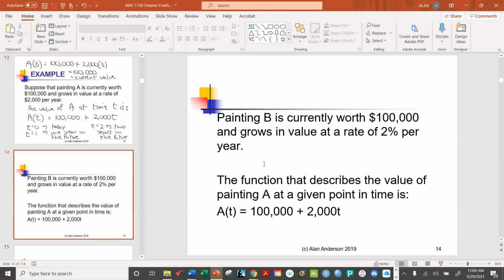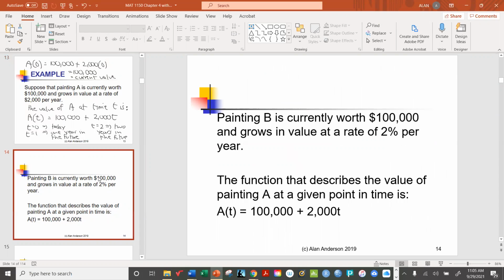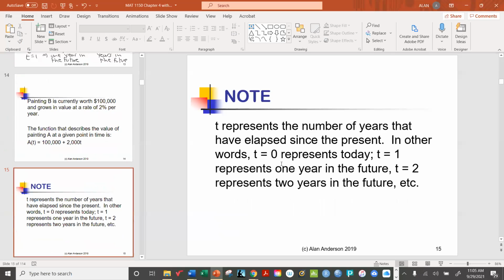Now B is also worth $100,000, but it grows at a rate of 2% per year. Now, if you notice, $2,000 is 2% of 100,000, but that never changes. So you can probably imagine that this painting will grow more quickly in value than if it just simply grows at $2,000 per year. So what kind of function is this one?